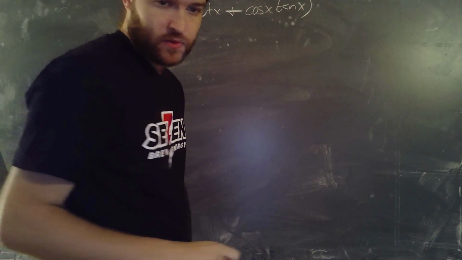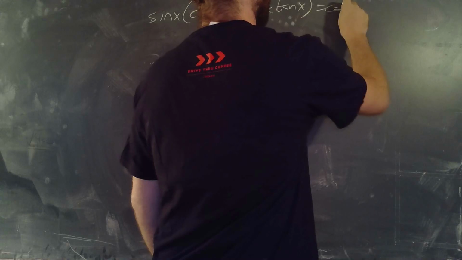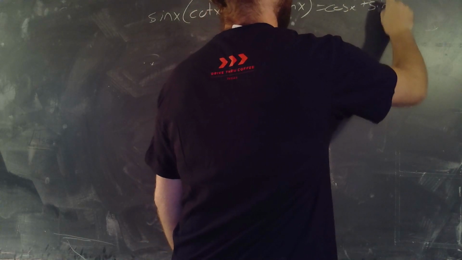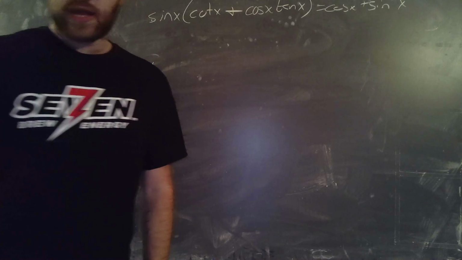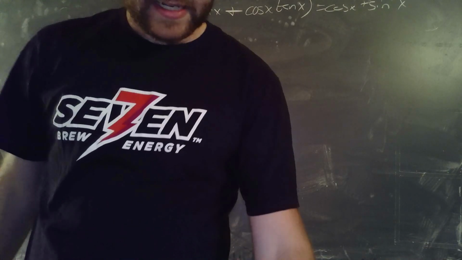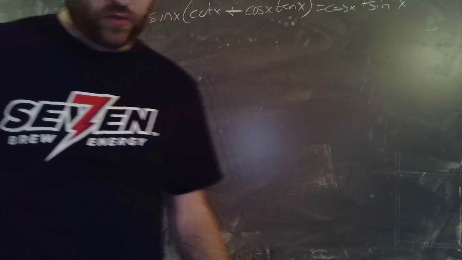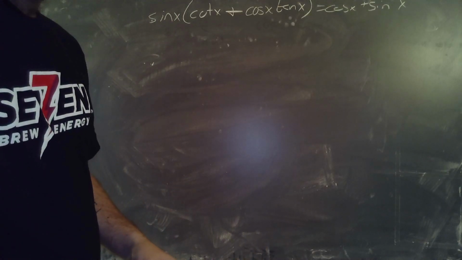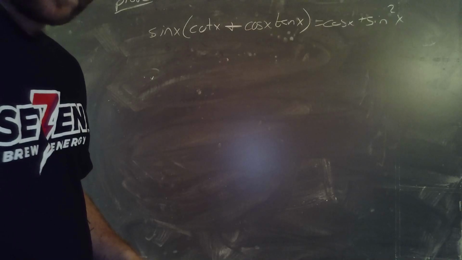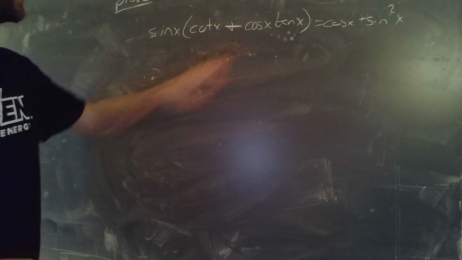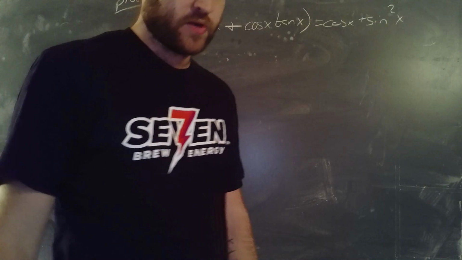And then that's supposed to equal cosine x plus sine squared x. So again, we have to figure out which side is the more complicated, and obviously the one with tons and tons of trig ratios. Let me move this up just a teeny weeny bit. The one with the tons of trig ratios, that's obviously the side we want to work with.